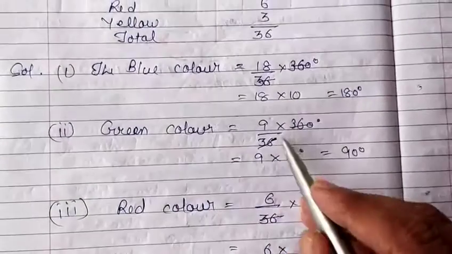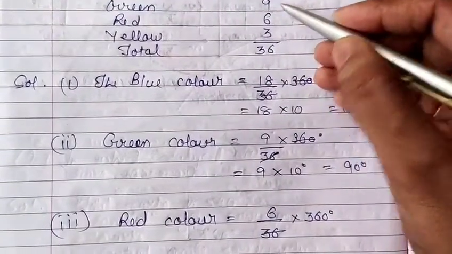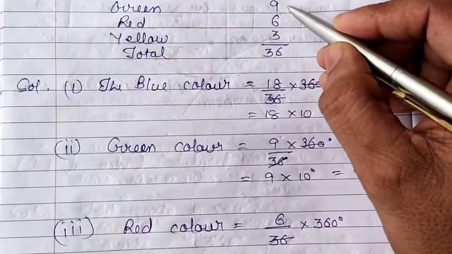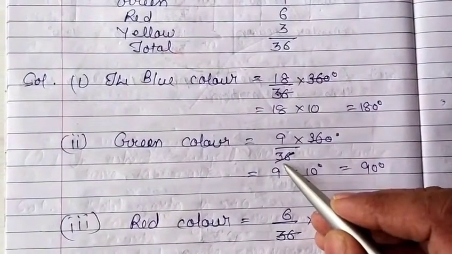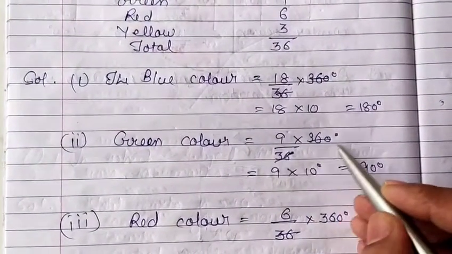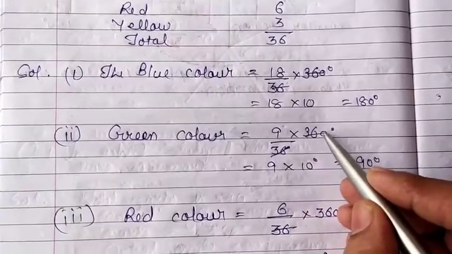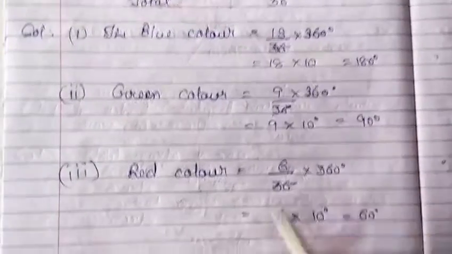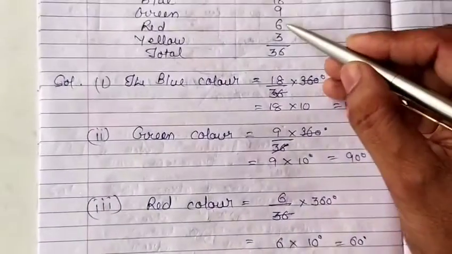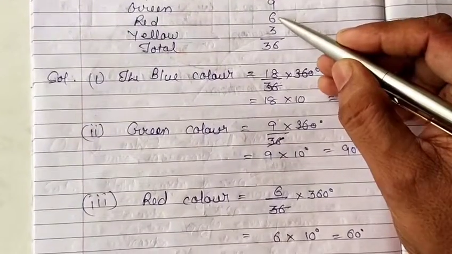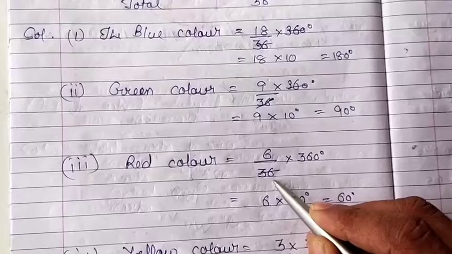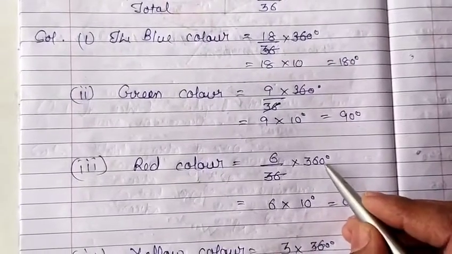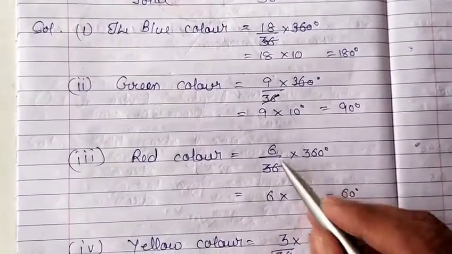Then for green color, the same: 9 is the given frequency of the variable, divided by 36, that is the total number of frequency, multiplied by 360 degrees. 36 tens are 360, and 10 nines are 90 degrees. Then for red color, the given frequency is 6, divided by 36, the total frequency, multiplied by 360 degrees. 36 tens are 360, and 10 6s are 60.